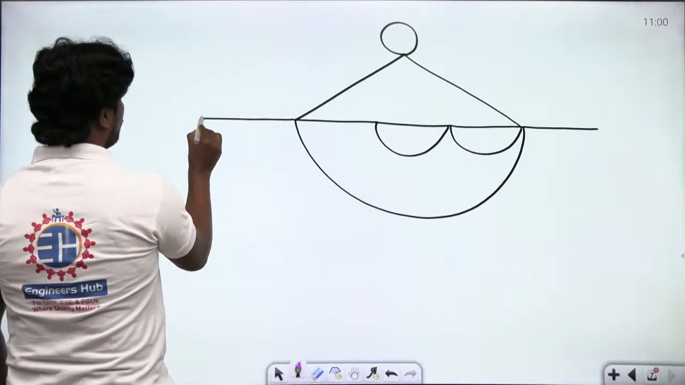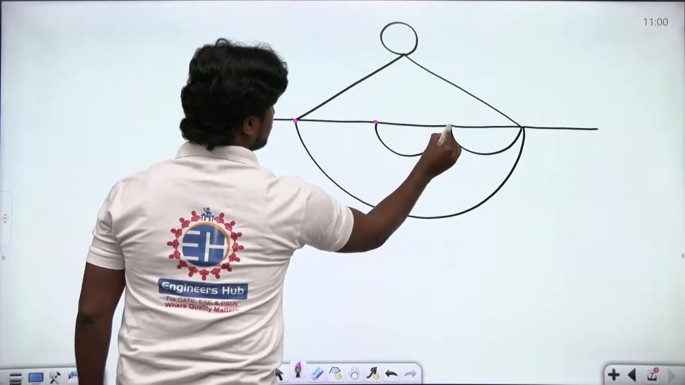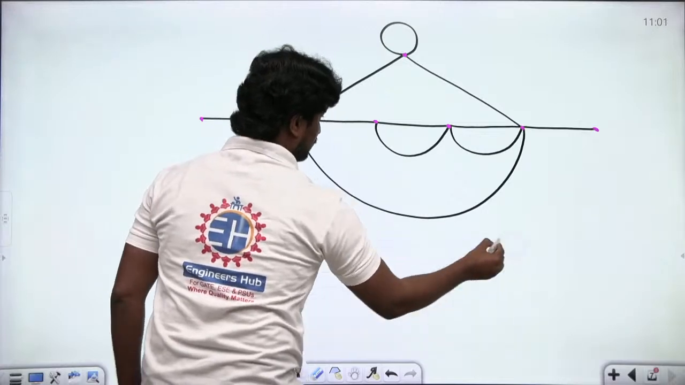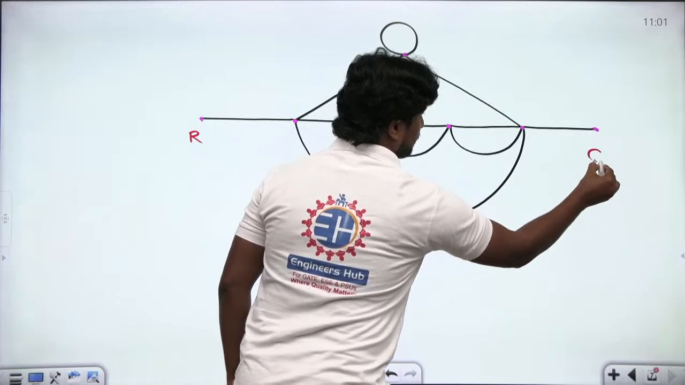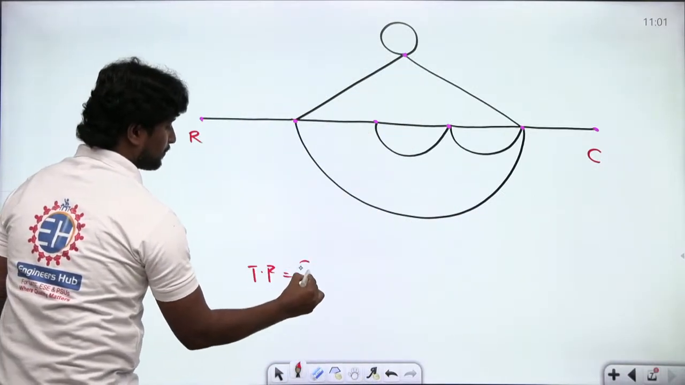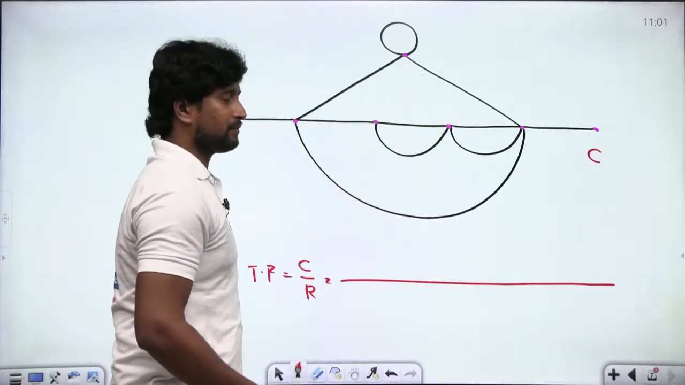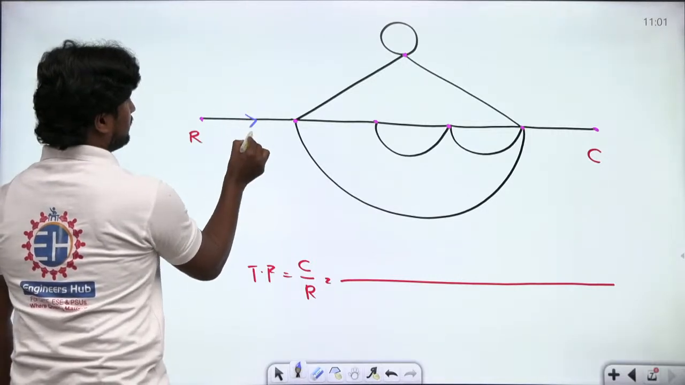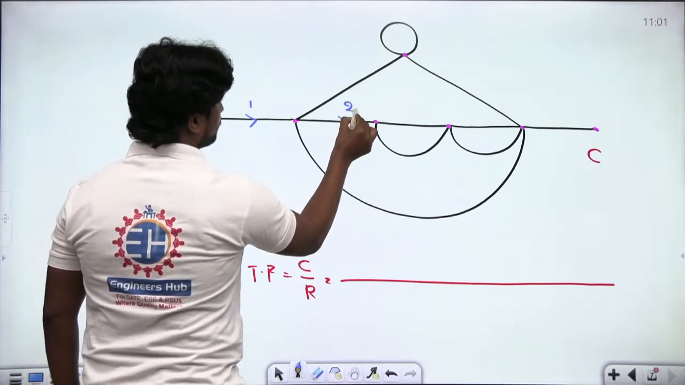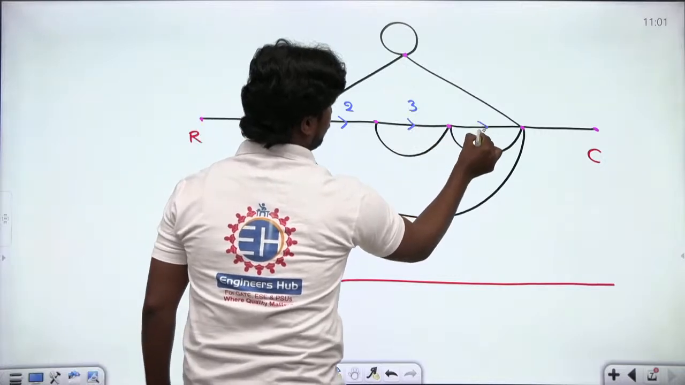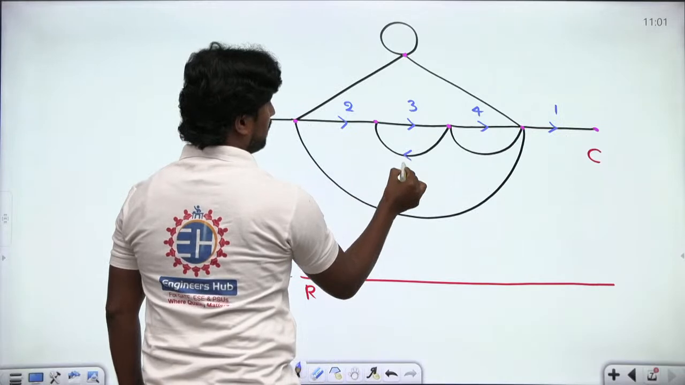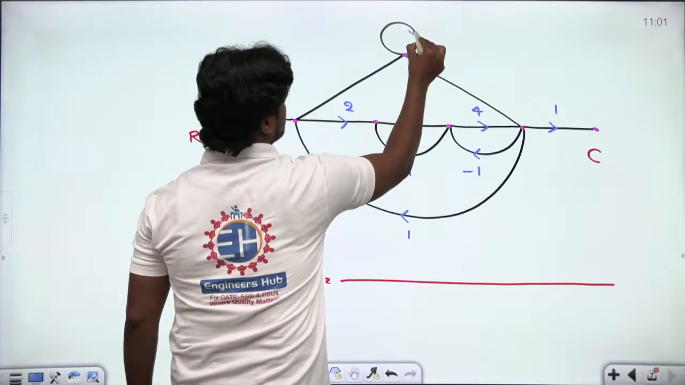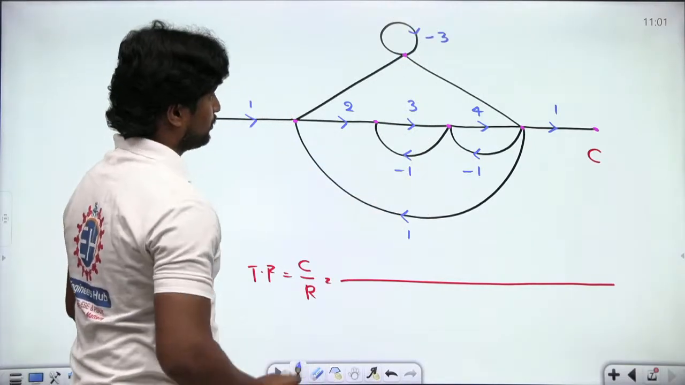Listen, this is one node, and this is one node, and so on, seven nodes in all. Input as usual R, output as usual C, and our target is to find the transfer function C by R. The gains are 1, 2, 3, 4, 1, minus 1, minus 1, plus 1, and minus 3. Are you clear? So this is one question from the SFG, guys.